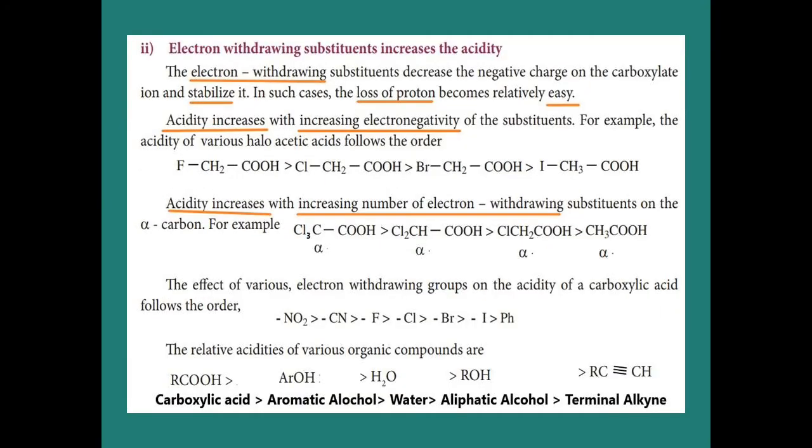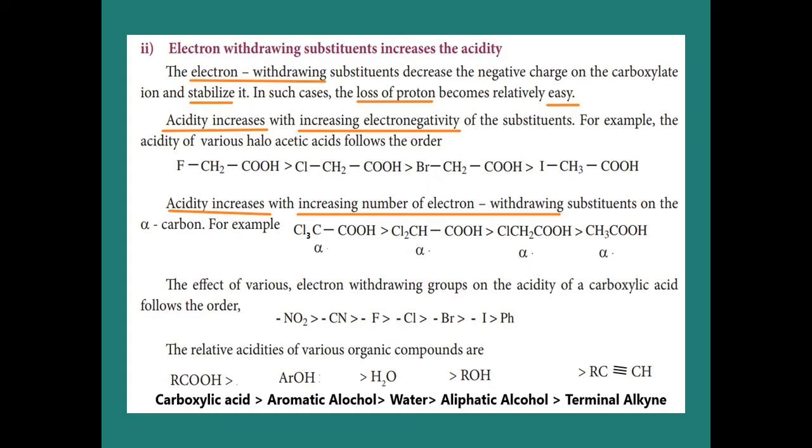Electron withdrawing substitution increases the acidity. Electron withdrawing substitution means it gains the electron from the carboxylate ion and it stabilizes the carboxylate ion, that is, it gives the proton very easily. And now see that as the electronegativity increases, the acidity increases. Among fluorine, chlorine, bromine, iodine, which one is more electronegative? Fluorine is the most electronegative.